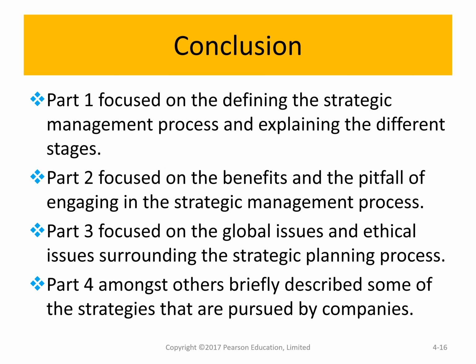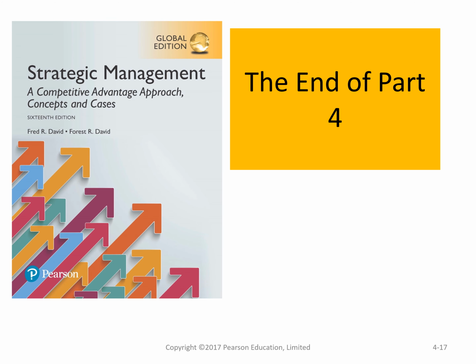So we have now covered 4 parts of the introductory lecture. In the first part, we attempted to define the strategic management process and explain the different stages involved. In part 2, we looked at the benefits and the pitfalls of engaging in the strategic management process. In part 3, we focused on the global issues and ethical issues. And in part 4, we briefly described some of the strategies that firms may pursue. So we have come to the end of part 4 now.